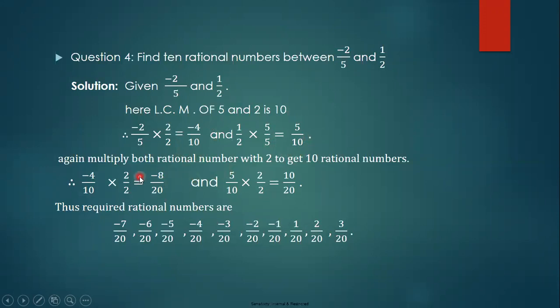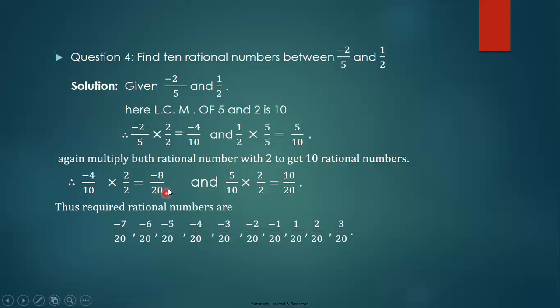So I'll multiply again by 2 because you have to make the denominator same. So both you should multiply with the same number. You have to multiply both numerator and denominator. So here the first one is minus 4 by 10. Minus 4 by 10, I'll multiply numerator and denominator with 2. So it will be minus 8 by 20. And here it is 5 by 10. I'll multiply numerator and denominator with 2. So I'll get 10 by 20.